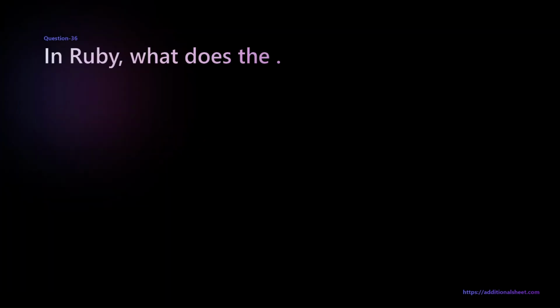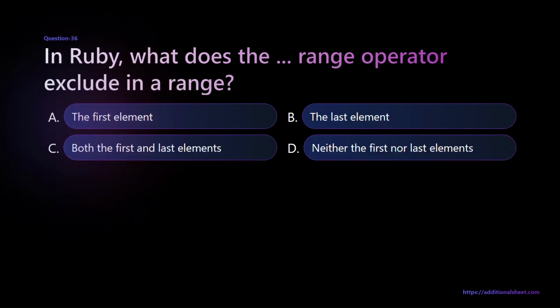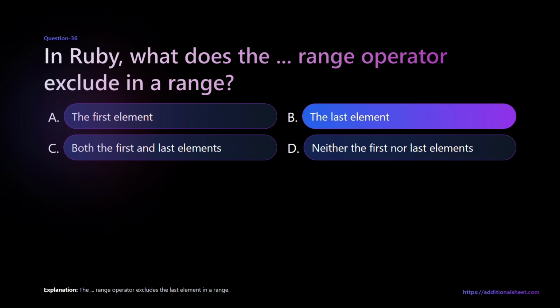In Ruby, what does the range operator exclude in a range? Option A, the first element. Option B, the last element. Option C, both the first and last elements. Option D, neither the first nor last elements. The correct answer is option B, the last element.